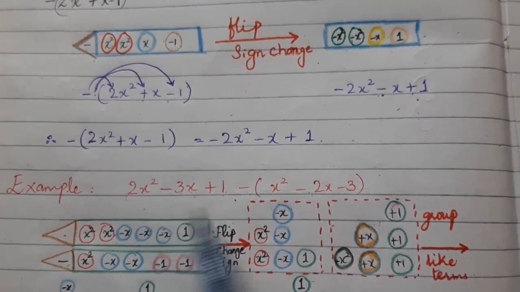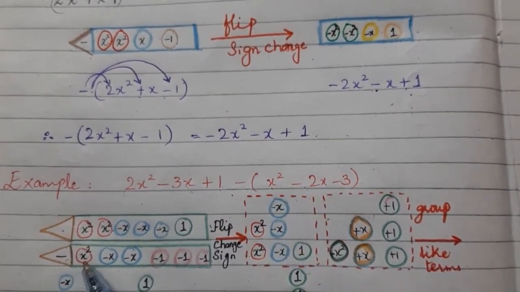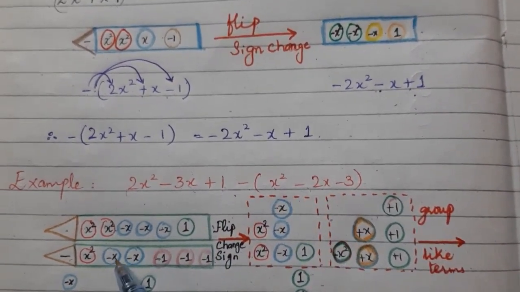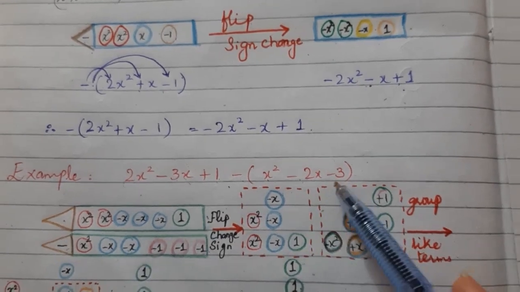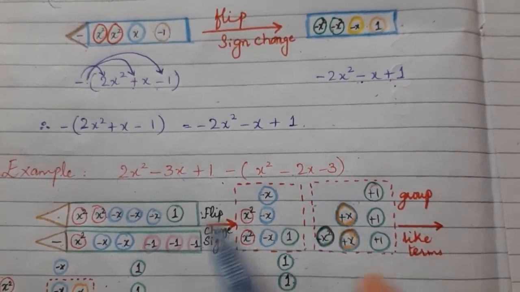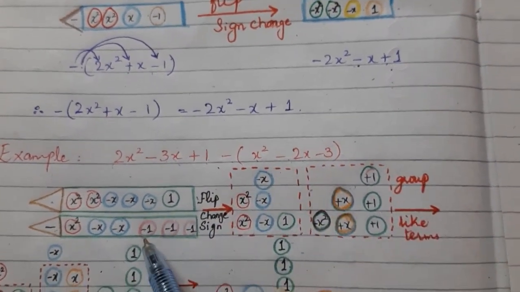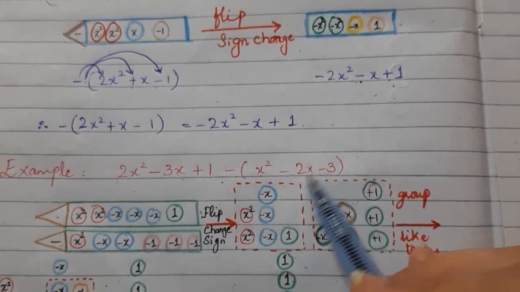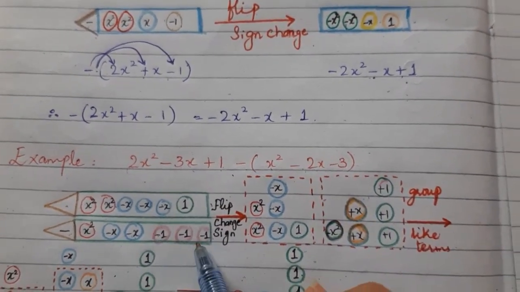Negative, you will write outside. How many x squares are here? 1. How many minus x are there? 2. So you are going to make 2 minus x discs. And how many minus 1 are here? 3. When you add minus 1 with minus 1 with minus 1, you will get minus 3. So you are going to split it in this way.